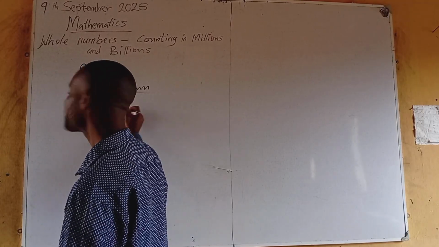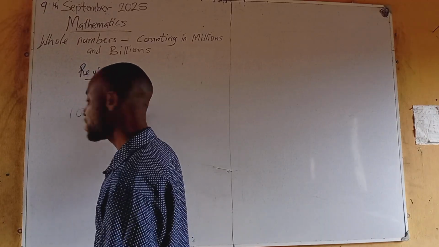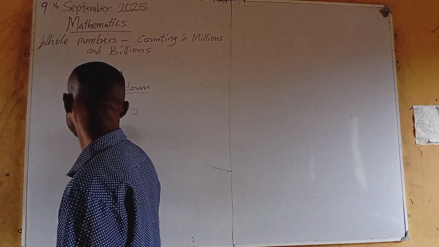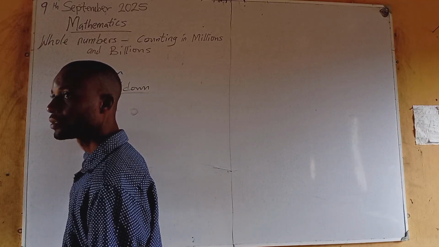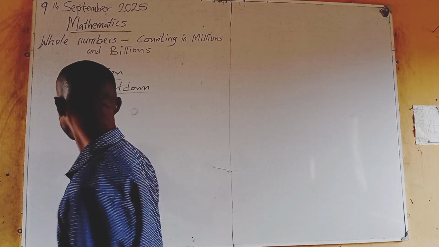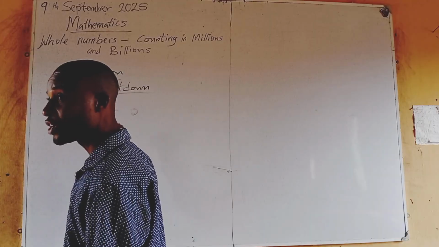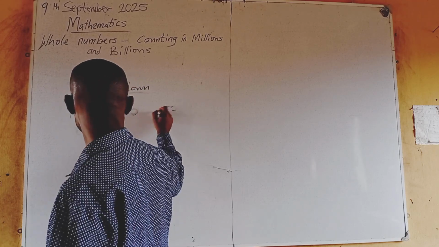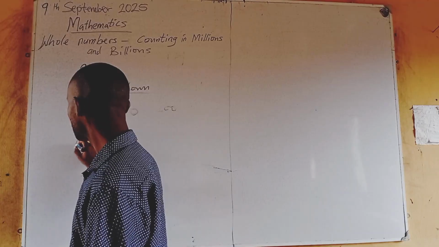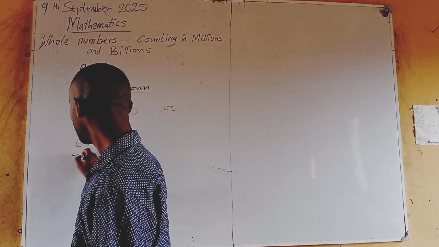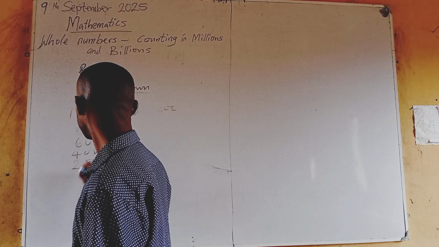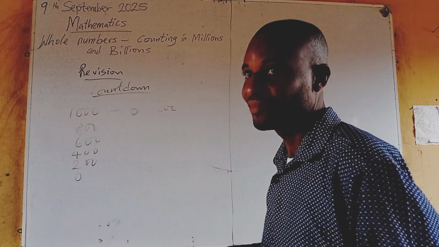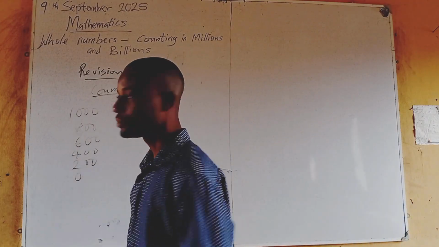But when you are doing countdown from 1000 now, and you are counting down in 200s up to 0, the next number, if you are doing countdown, will be what? 800. Come on. 900? I said in 200s. So listen here. You are counting down in 200. So the next one will be 800, 600, 400, 200, and then 0.